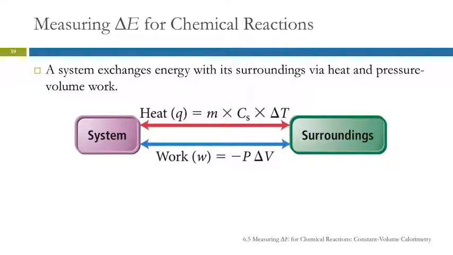So, measuring the change in internal energy for chemical reactions. We've learned that system and surroundings can exchange energy through heat and through work. And now we have equations for both of those. Heat would be mc delta T, and exchanging through work would be this pressure-volume work. So the work is negative P delta V.